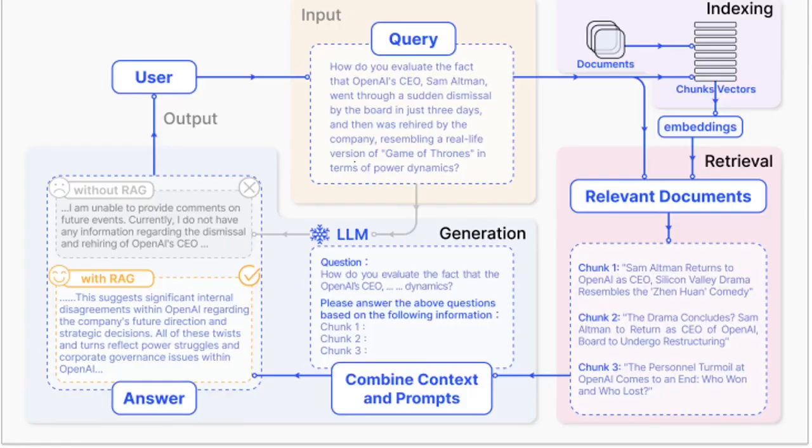So this is a screenshot that I took from a research paper published by Cornell University on RAG. This is a beautiful screenshot that I found. Let's say you are using a RAG architecture to answer a user query. The user query sounds something like this: how do you evaluate the fact that OpenAI's CEO, Sam Altman, went through a sudden dismissal by the board in just 3 days and then was rehired by the company, resembling a real life version of Game of Thrones in terms of power dynamics?